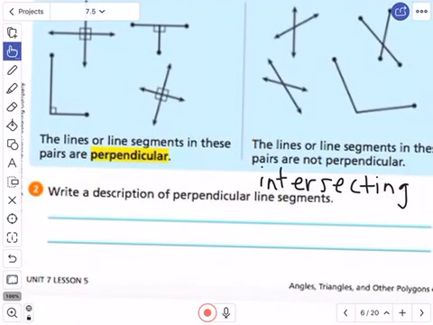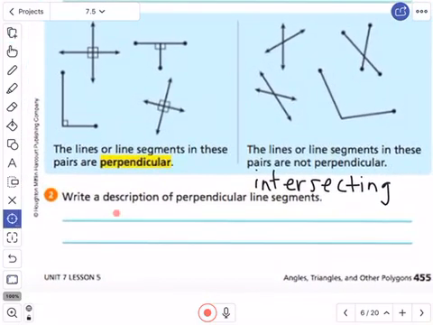On your workbook page, when you send it to Notability, again, just answer: what are perpendicular lines? Well, really it's lines that touch that also form 90-degree angles.